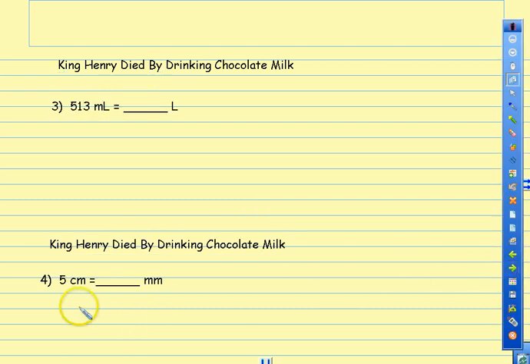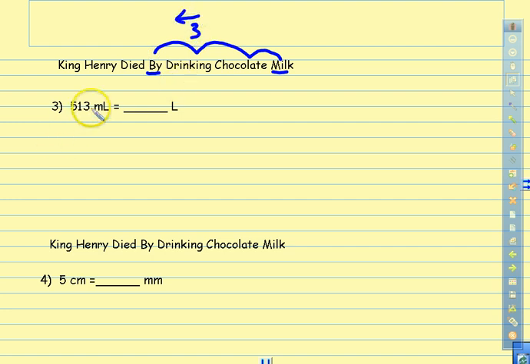Let's look at our next one. Go ahead and hit pause, and I'll let you do both of these. So I'm going from milliliters to liters. So here's my milliliters, and here's my base, which is a liter. And I am moving from milliliters to liters, so I'm moving 1, 2, 3 places to the left. So I'm going to take my decimal point that's already here and move it 3 to the left, which gives me 513 thousandths.